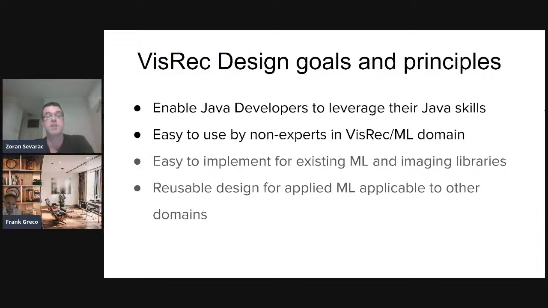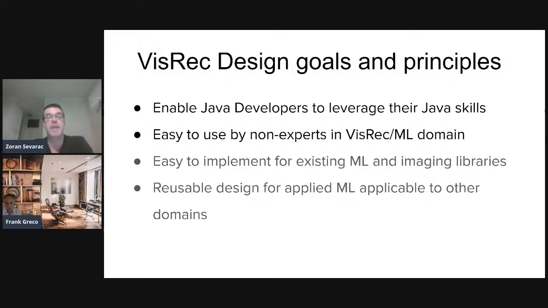One of the implementations we already have is the implementation by DJL, the deep learning engine from Amazon, and we are looking into providing implementations for TensorFlow and some other popular machine learning libraries. And in general, with this approach, we think that we have achieved a reusable design for applied machine learning that is applicable to other domains too.